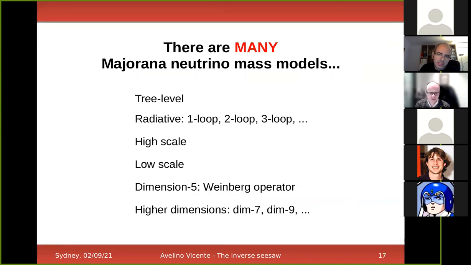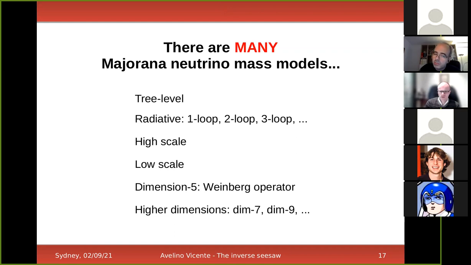And there are many models, many. The ones that I explained are tree-level models, but some of the people in the audience are very familiar and experts on radiative models, models in which neutrino masses are not produced at tree level, but at the one loop, two loop, or even higher loop orders. And some models, like the classical seesaw, for example, take place at high scale. So the new ingredients lie at a very high scale.